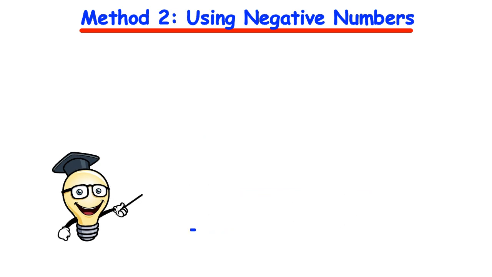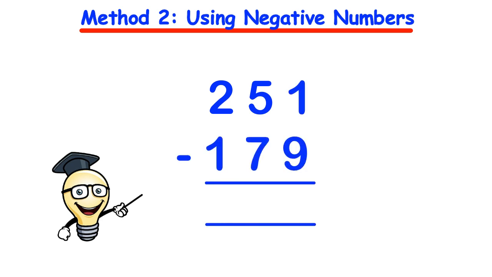Let's consider another example. Let's take, for instance, 251 take away 179. Okay, so if we start from the right hand side, 1 take away 9 gives us minus 8, so we put that in the answer line. Then 5 take away 7 gives us minus 2, we put that in the answer line. So now minus 2 minus 8 together, that reads as minus 28.